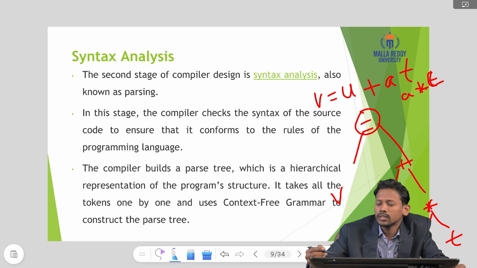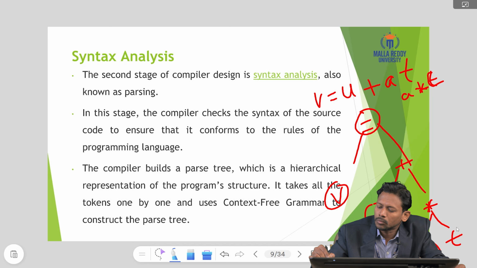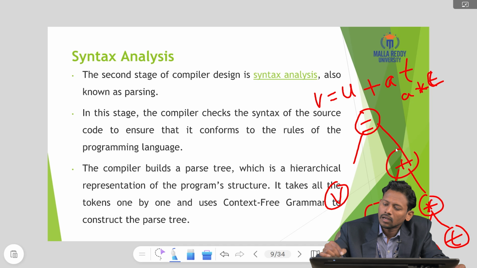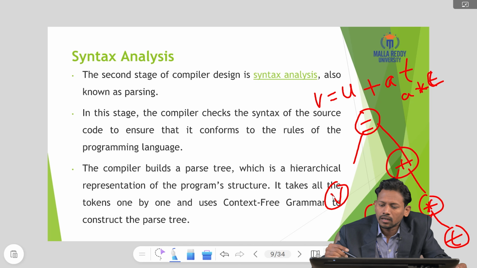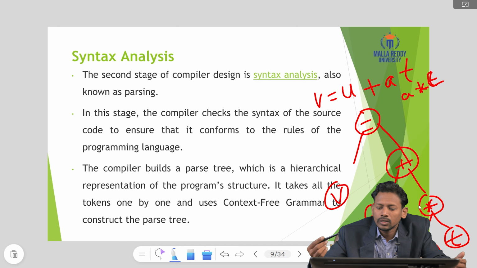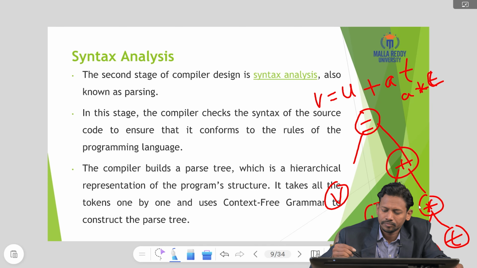So this is one of the parse trees for the given simple expression. This is a simple expression: v is assigned u plus a into t. The multiplication operation is going to be performed first. So this syntax tree is a hierarchical structure showing how the expression is going to be evaluated. So it generates parse trees.